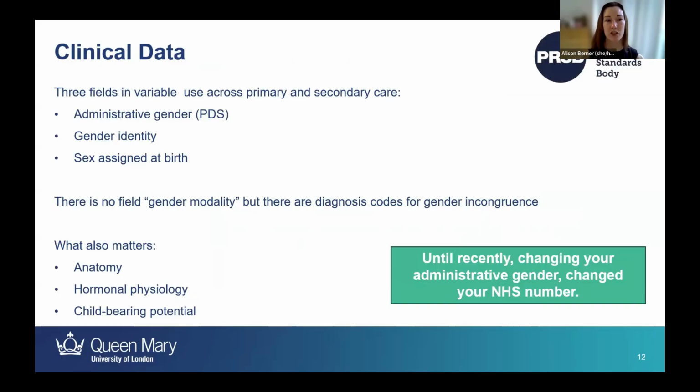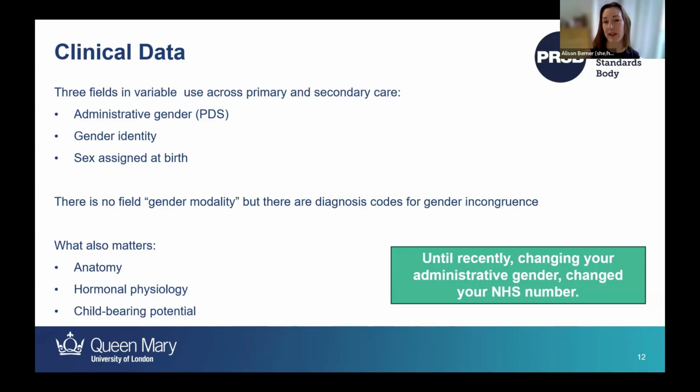Morgaine has also already mentioned that we have limitations in clinical data. There are three fields that are in variable use across different parts of care. We have an administrative gender, which conflates sex and gender, as Morgaine has mentioned, but we can now, in some systems, record gender identity separately from sex assigned at birth, though there isn't a field for specific gender modality, so whether someone is cis or trans. There are things like diagnosis codes, but those are imperfect and do err towards a pathologizing angle, but they can help us to look in clinical data as things stand.